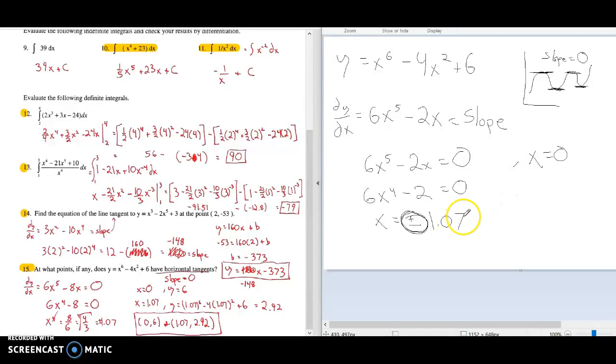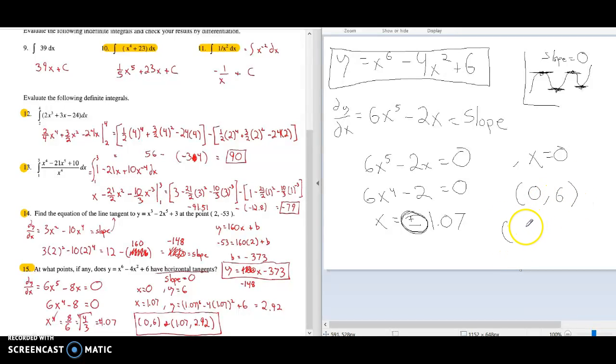To find y, you plug x back into the original function to find the y points. So we get our points of coordinates. So we can figure out where this point is, where that point is, and so on. So we have 3 points in this example here. So I plugged in x into here. The first one's quite obvious. It's 0, 6.